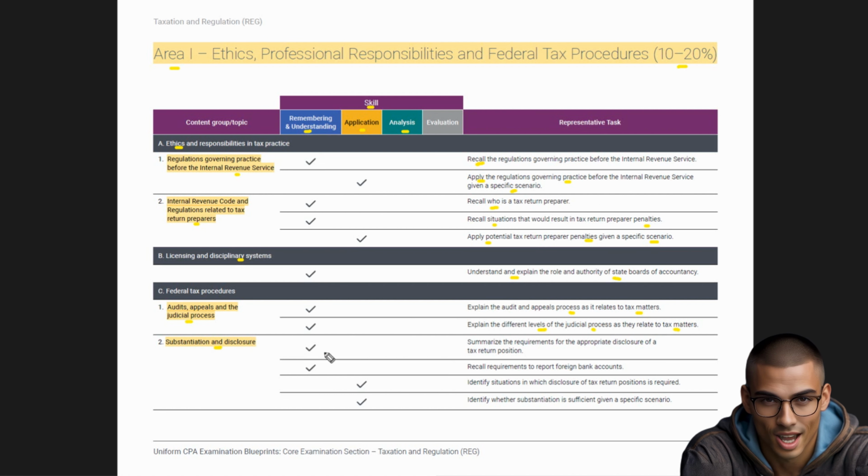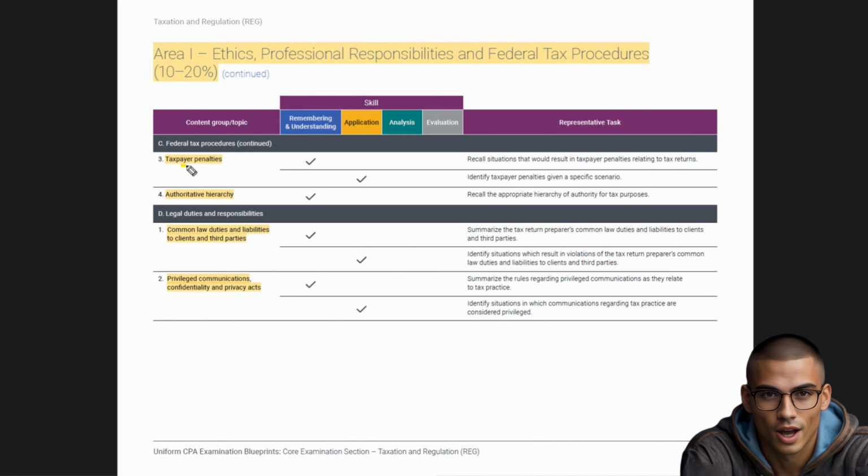Next, we have substantiation and disclosure, where you'll need to summarize the requirements for the appropriate disclosure of a tax return position. You'll need to recall the requirements to report foreign bank accounts. You'll need to identify situations in which disclosure of tax return positions is required, and you'll need to identify whether substantiation is sufficient given specific scenarios.